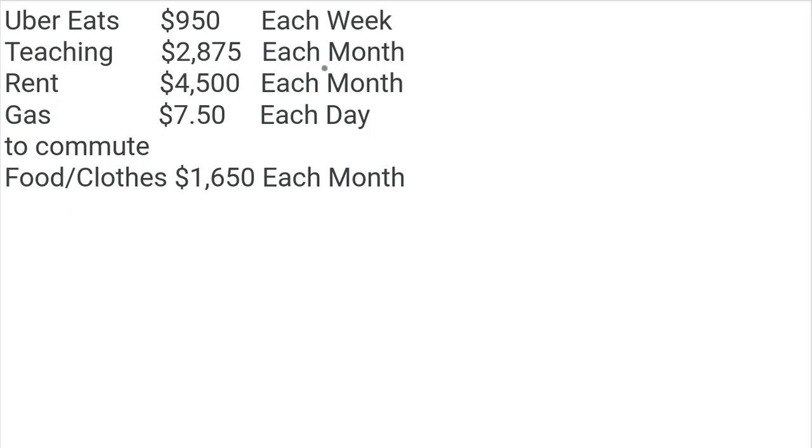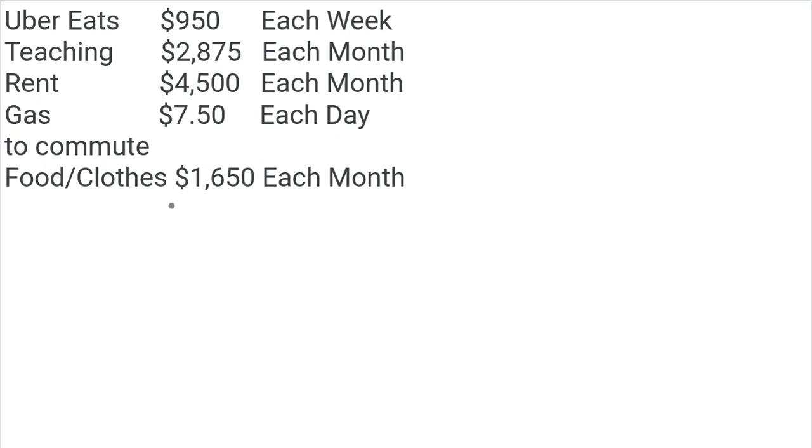Teaching, here's my salary per month. This is the rent that I pay each month. This is the cost of gas for me to commute each day. And then this is how much food and clothes that I buy each month. So let's just talk about it from positives and negatives.